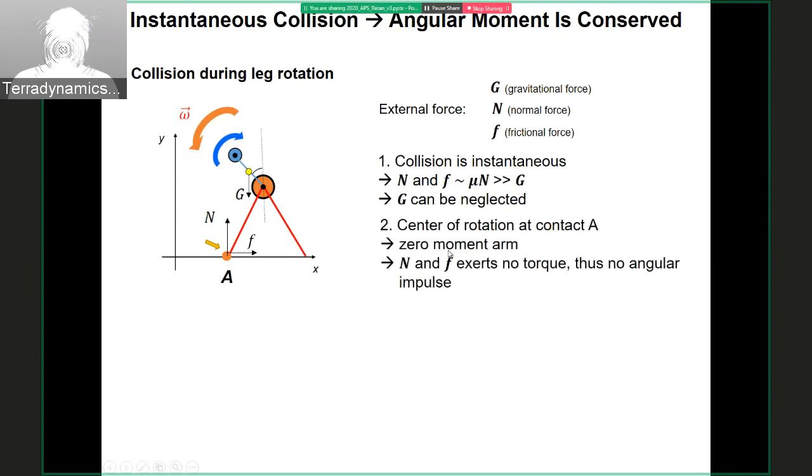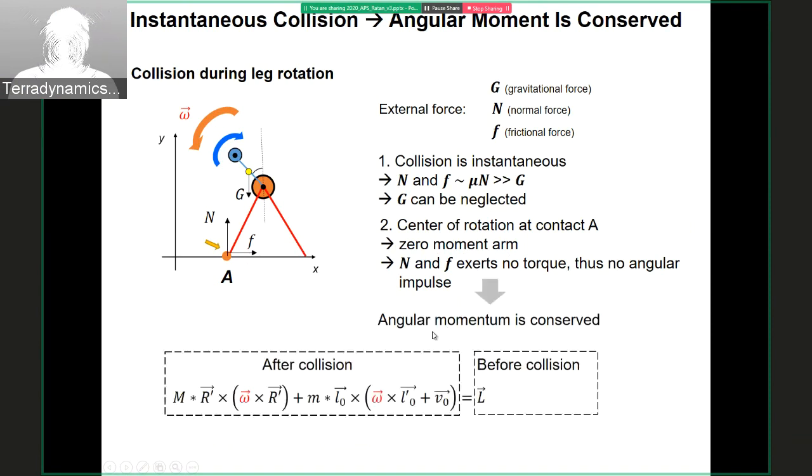Second, because we choose the center of rotation at contact A, there is 0 moment arm. So for these 2 forces, there is no torque. So we can conserve angular momentum at this moment, and we can write down the equation to solve it.